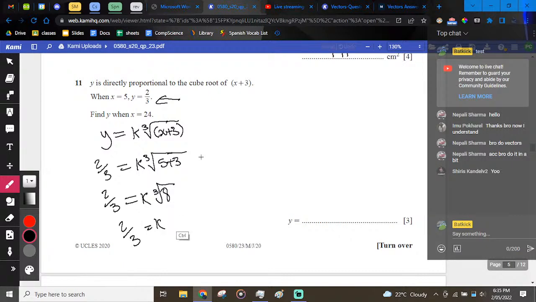Showing every step of your working is not necessary. They're only on key points. Divide both sides by 2 to give 2 over 6 equals k. What is k over x squared used for?